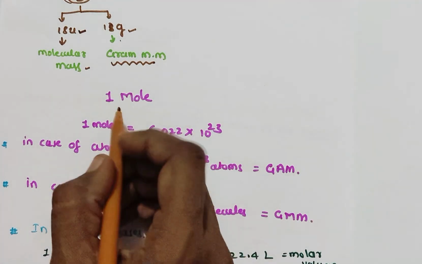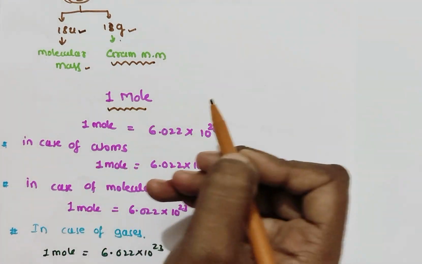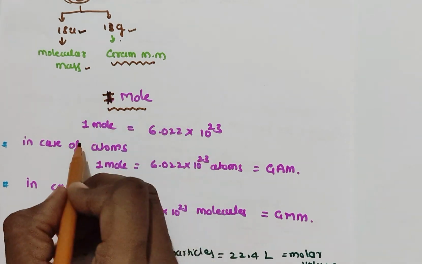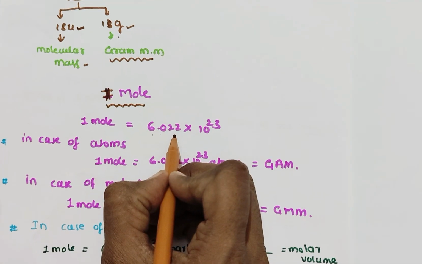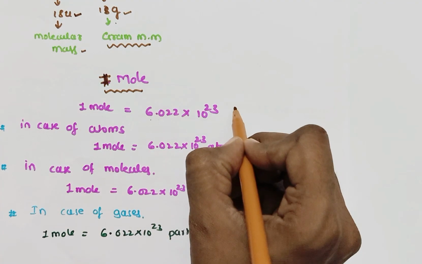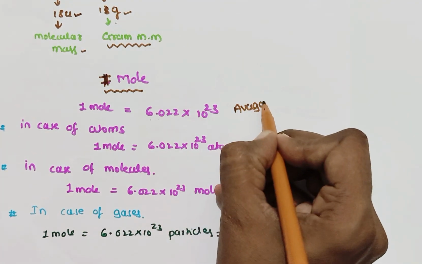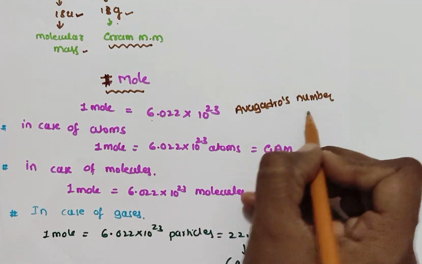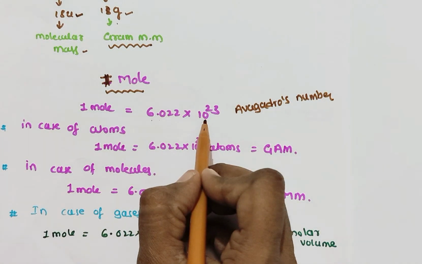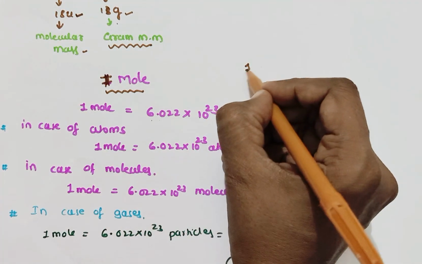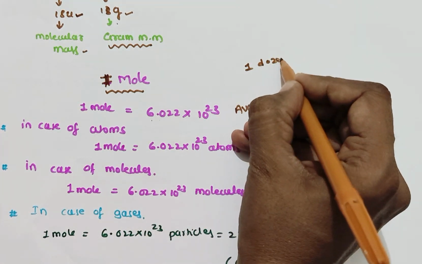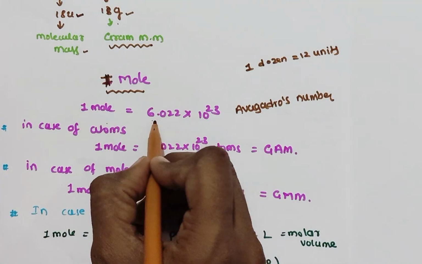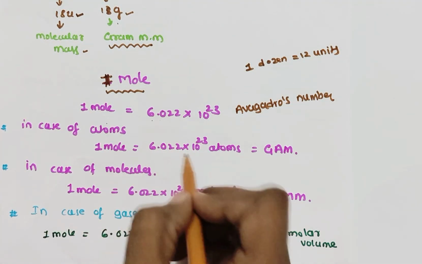Next we have to move towards the exact concept, mole. 1 mole is nothing but 6.022 × 10^23. This is also called what? Avogadro's number. This is Avogadro's number. Just as 1 dozen is nothing but what? 12 units. Like that, 1 mole is nothing but 6.022 × 10^23.